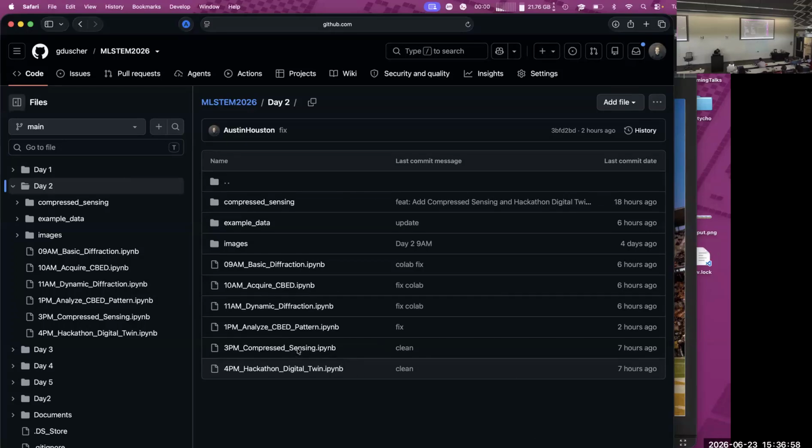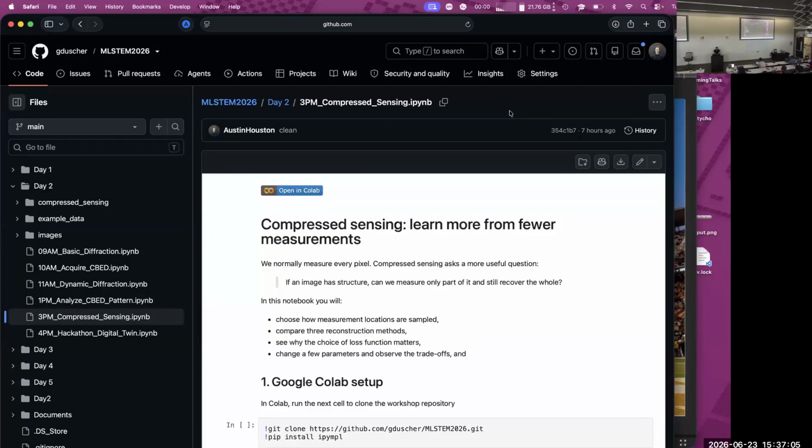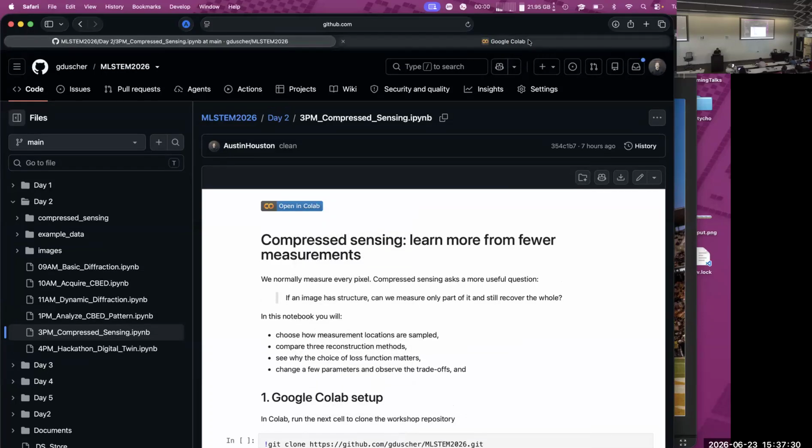We'll start with compressed sensing. Okay, one thing I'm really excited about is this notebook is sort of just a fun example notebook, but many of the algorithms are actually, you're going to be able to copy and paste code cells into a 4D STEM digital twin notebook for the hackathon later today. So it's directly relevant to the hackathon. Okay, we'll open in Colab.